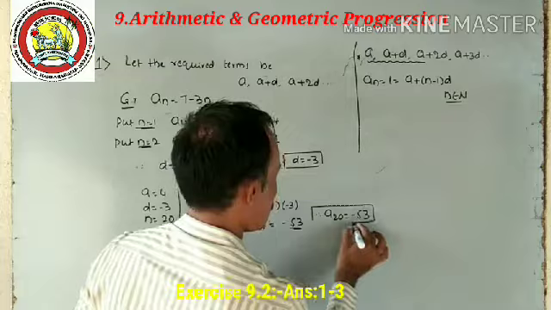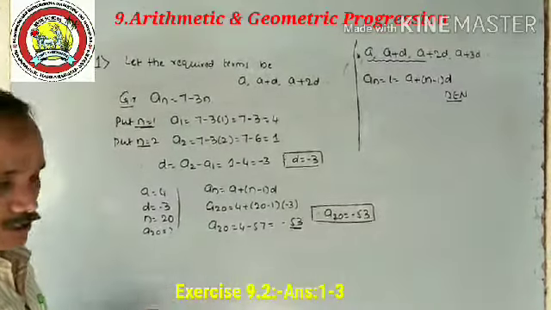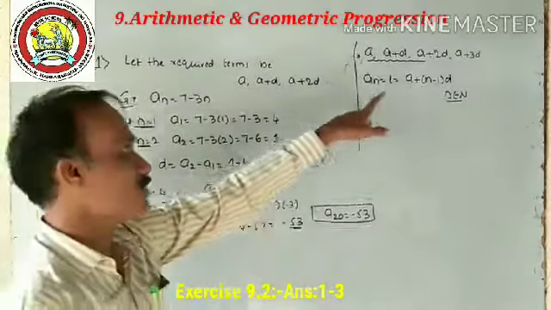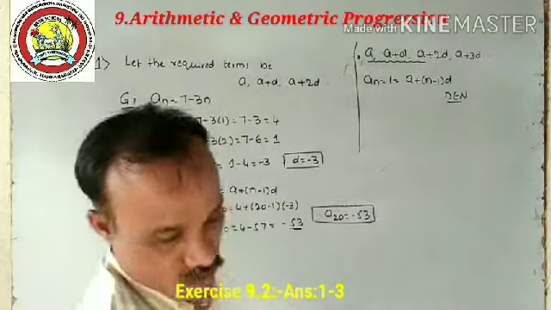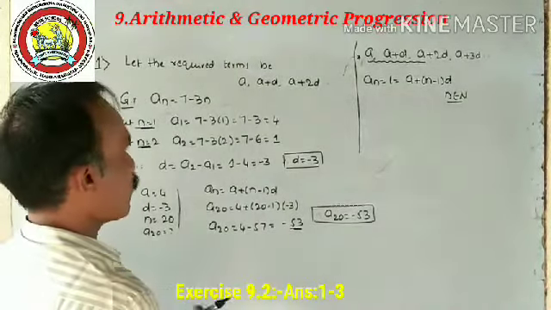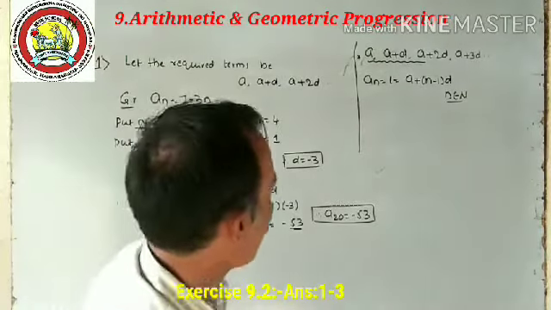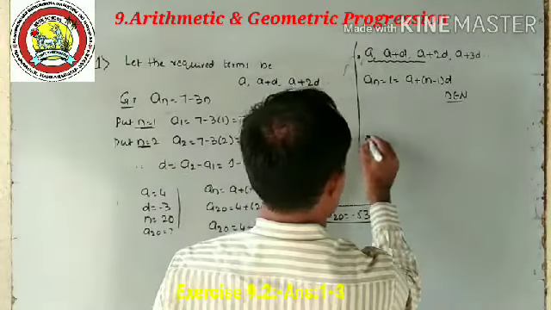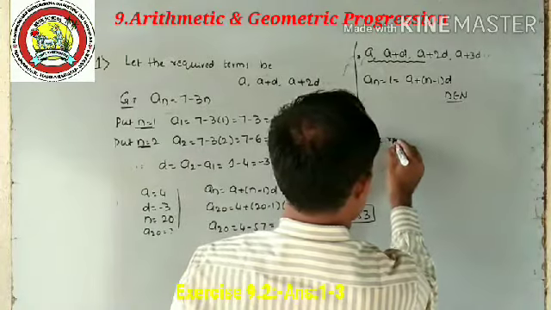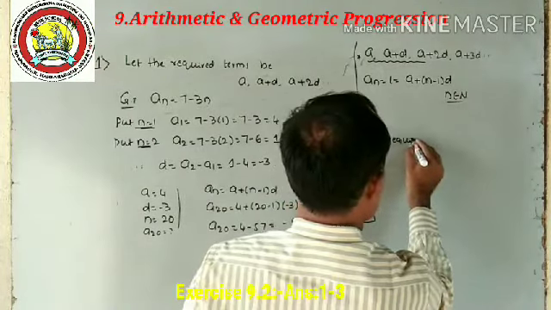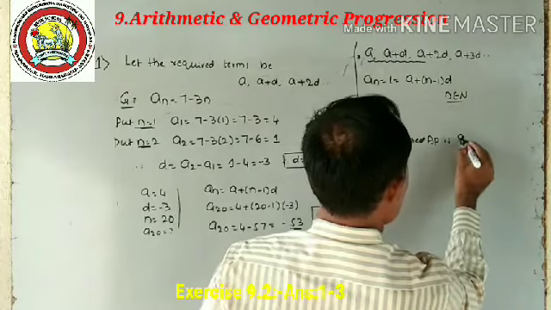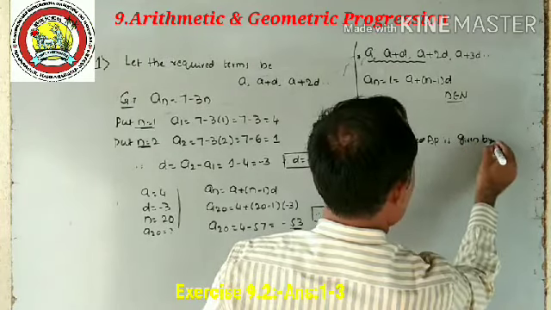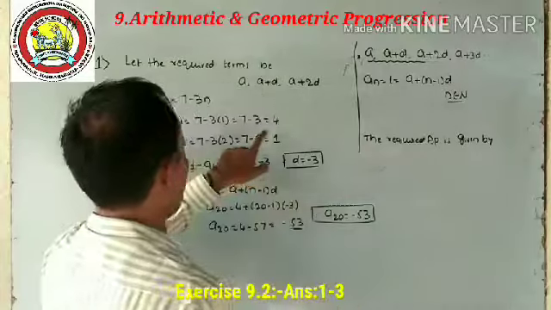Yes, this is the required term. Okay, is it clear? This is very important. Let's see the next question. One more: find the AP, how to write. The required AP is given by a, a plus d, a plus 2d. What is the value of a?